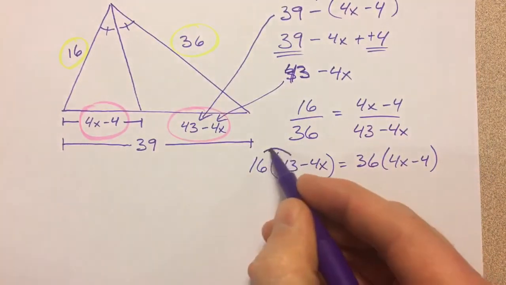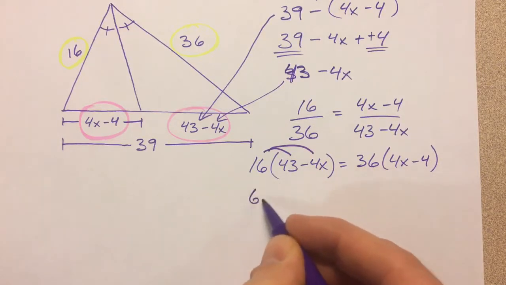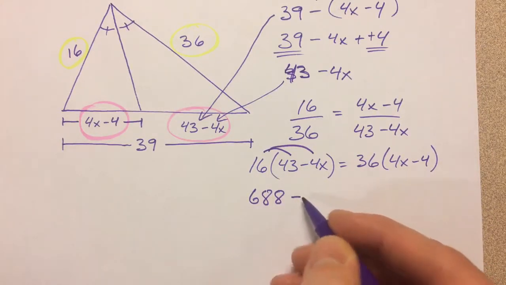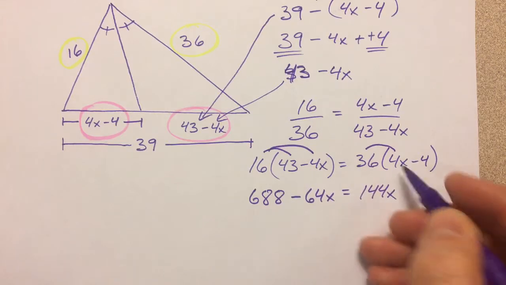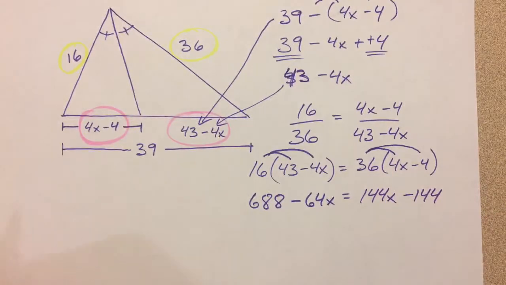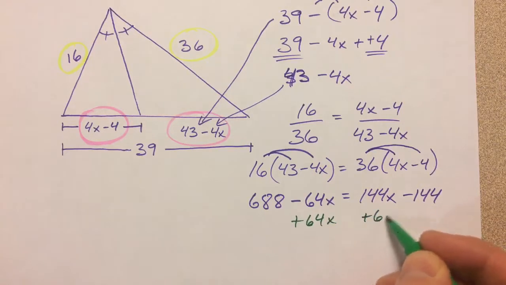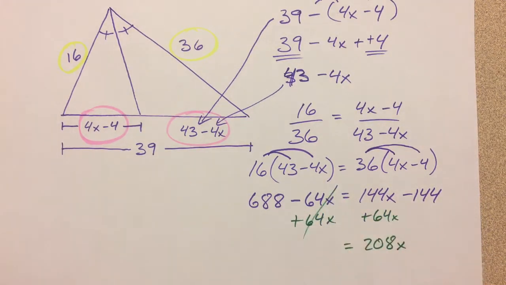So, double distribution. 16 times 43 is 688. 16 times negative 4x is minus 64x. 36 times 4x is 144x. And then another 36 times negative 4 is minus 144. So I'm going to add 64x. And then I'm going to get 208x, because my 64x cancels out.